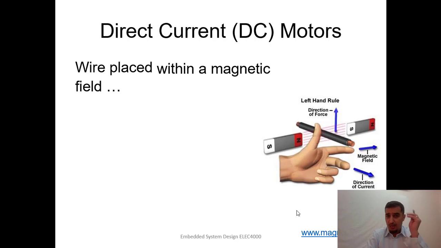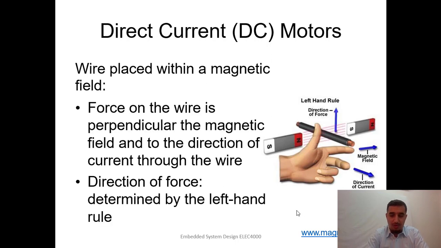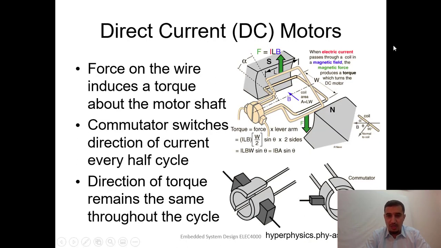It's quite a simple idea, and if you use the right thumb rule, we can know that the direction of the force is perpendicular to both the magnetic field and the direction of the current. So this basically helps the motor to start driving, and the force on the wire is perpendicular to the magnetic field and to the direction of the current through the wire. The direction of the force is determined by the left hand rule, and you can see here that we have our two magnets.